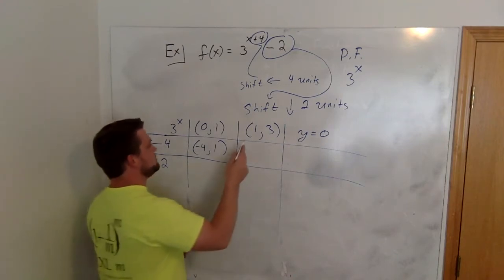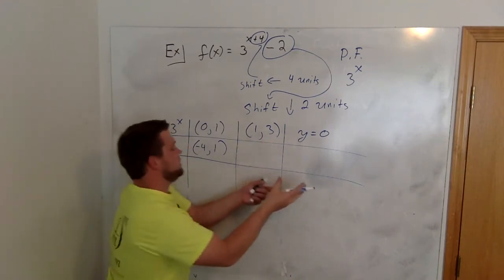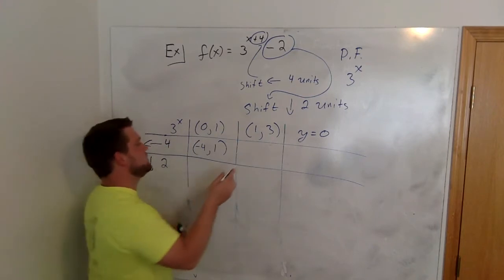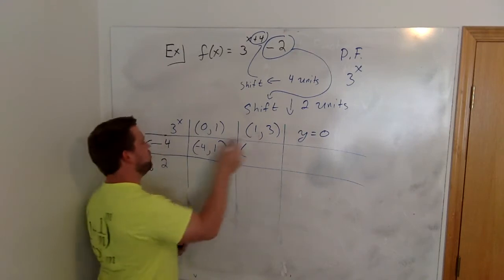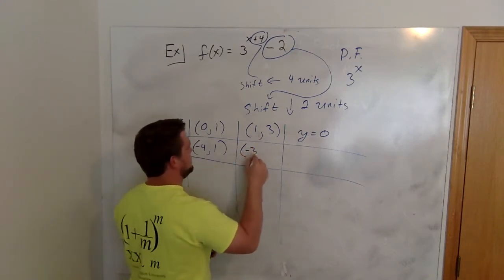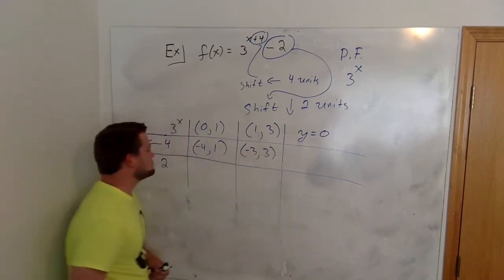Similarly, I'm going to take the point 1, 3 and physically move it to the left 4 units. So I'm going to take the x value 1 and subtract 4 from it. So 1 minus 4 will get us -3, and a 3.